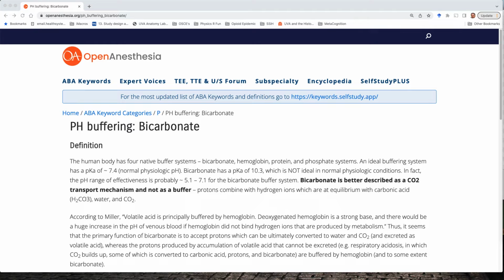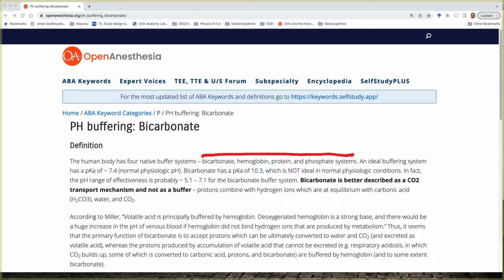A couple of important points in this material, which is a resource often used by our anesthesiology trainees. First of all, as we had already mentioned, there are several buffering systems, including these four major systems. The author makes the point that you might make the argument that an ideal buffer would have a pKa more in the range of 7.4. They make a statement which I think is a little misleading, that the pKa of bicarbonate is 10.3.